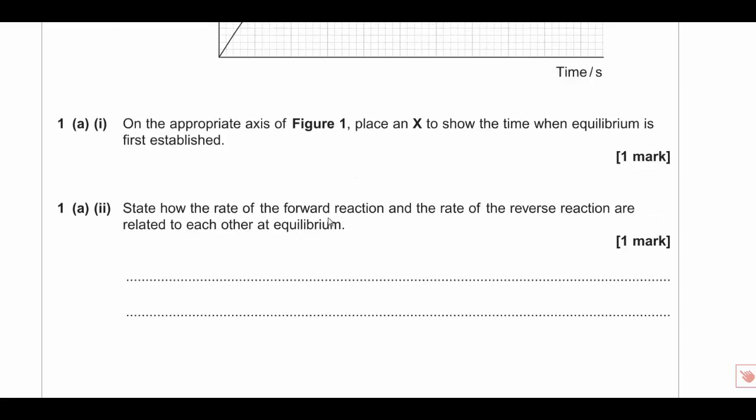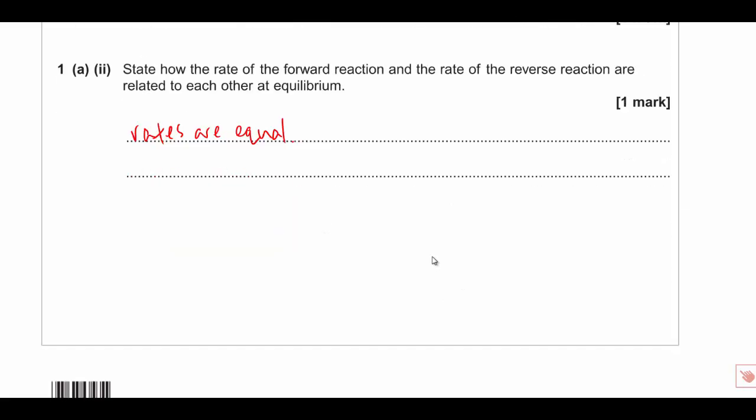State how the rate of the forward reaction and the rate of the reverse reaction are related to each other at equilibrium. Well, those rates are equal. Normally in a question like this, it would say describe what happens at equilibrium, and the answer would be the rates are equal. We just have to say here that they are equal, there's no requirement to talk about the rate in detail, whereas normally in this kind of question there is. I've put rates there rather than they, but that's fine.